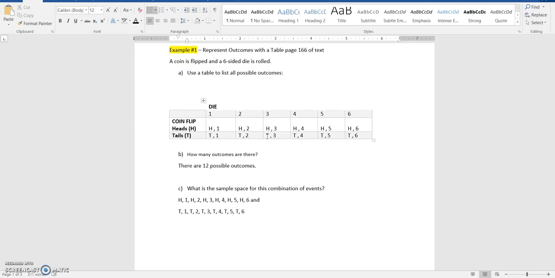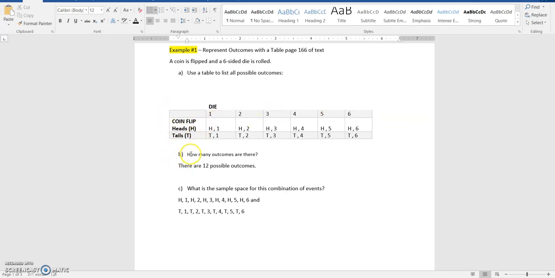So in your notebook you can draw a table. I've made one here. So die is going across the top and there's 6 sides. So 1, 2, 3, 4, 5, and 6. And then a coin is flipped, and we know that it could either be heads or tails. So that is the table.